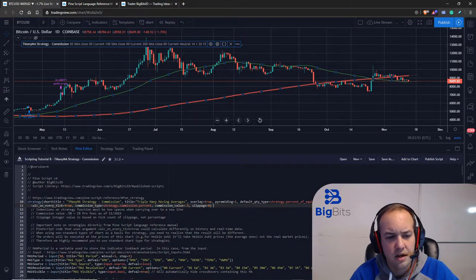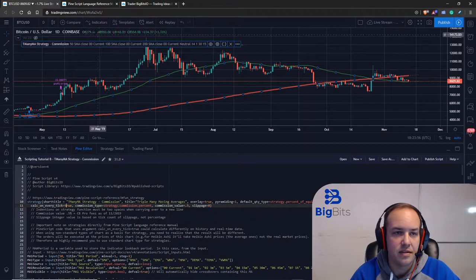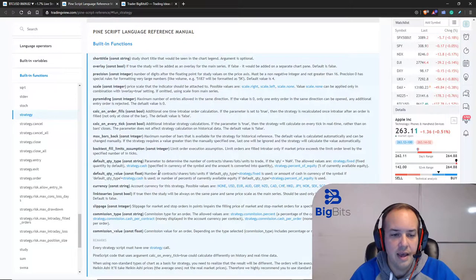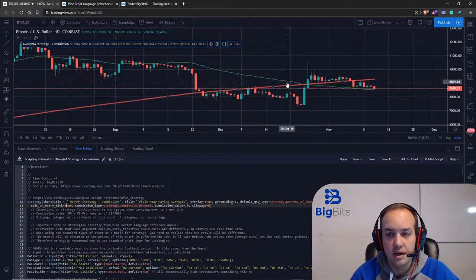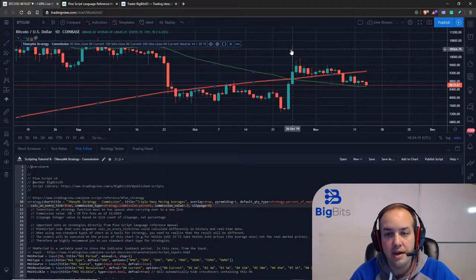The first item we're looking at is calc on every tick. Let's look at our reference manual here, calc on every tick, which is right here. This basically allows you to trade within the daily candle, or whatever candle is currently being drawn on the chart. This can allow you to essentially trade in the areas up here in wicks where otherwise you wouldn't have.